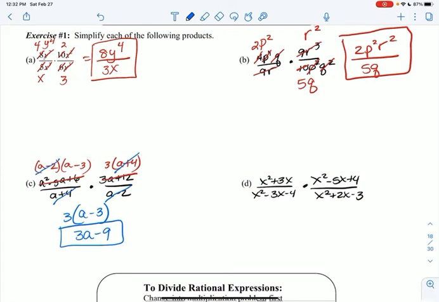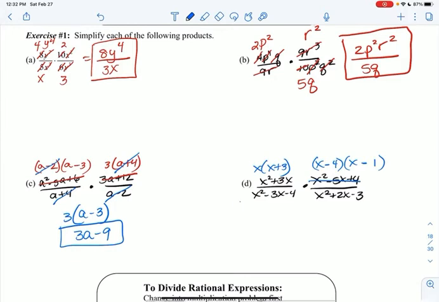Okay, let's try another one with some trinomials and binomials. So top left has a GCF of x, and I'm left with x plus 3. Top right is a trinomial, so I'm going to factor it. I'm thinking of the factors of 4 that will give me a -5. Well, 4 times 1 is 4, and that can give me a -5 if it's -4 and -1.